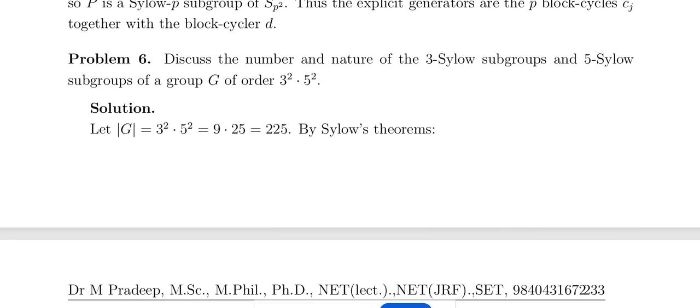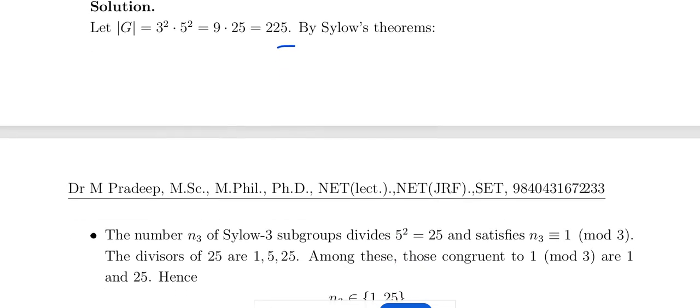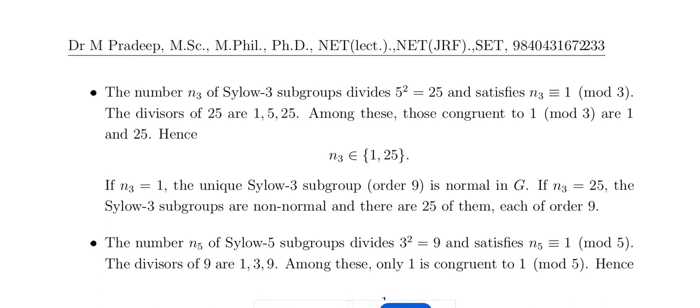And the number and nature of the 3-Sylow subgroup and 5-Sylow subgroup of order 3 square and 5 square. So order of G equal to 3 square times 5 square, that is 9 and 25, that is 225. So the number of 3-Sylow subgroups is of the form 1 plus 3k. So 1 plus 3k should divide 5 square. Only k equal to 0 is the possibility. If you take k equal to 1, it becomes 3 plus 1, 4; 4 doesn't divide; 6 plus 1, 7 doesn't divide. So n3 equal to 1, that is unique, this is called normal.